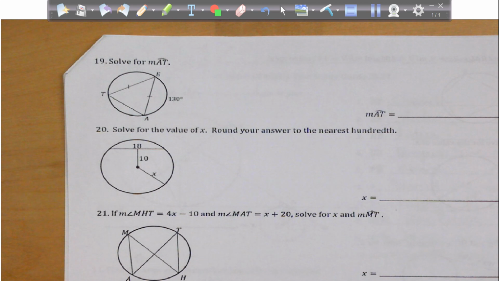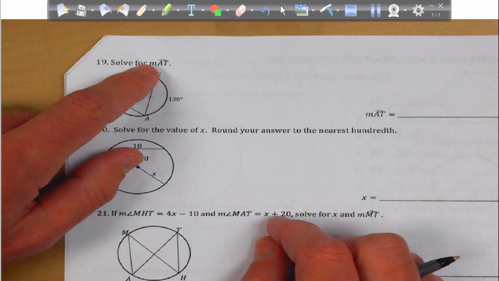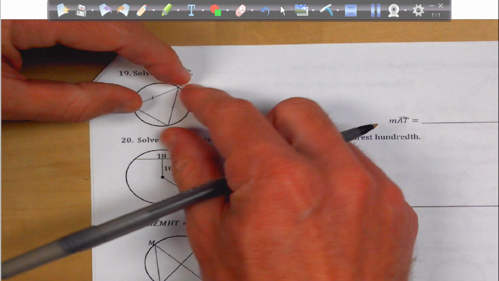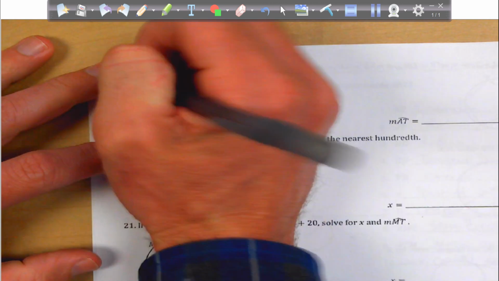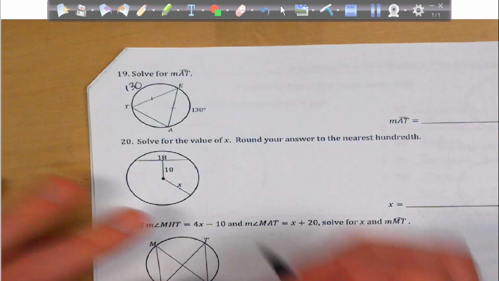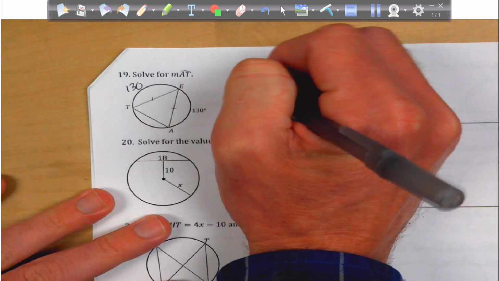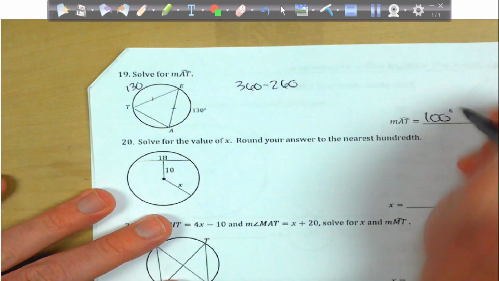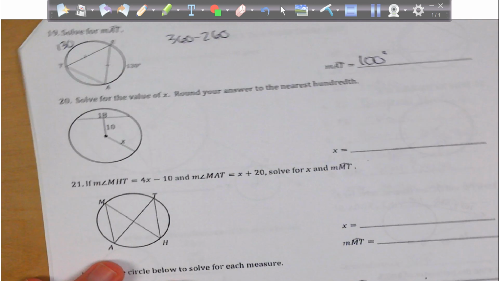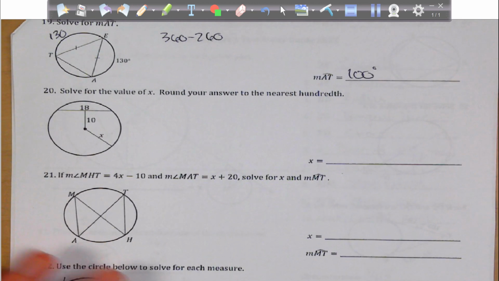All right, halfway done. Solve for AT. So AT is this arc here. So we have congruent chords. If our chords are congruent, then we know their arcs are congruent. So we know that's 130. So essentially, I just take 260, which is all that, and subtract it from 360, which should give us 100 degrees.